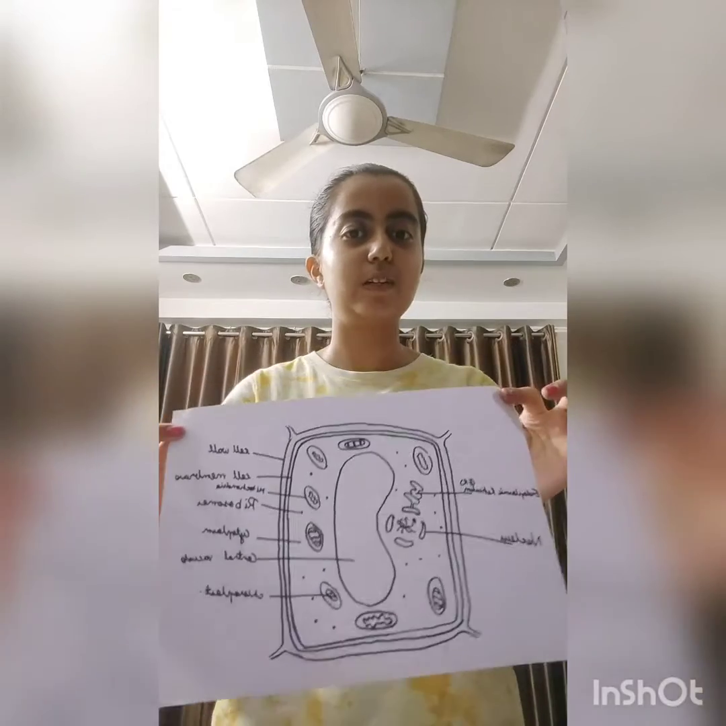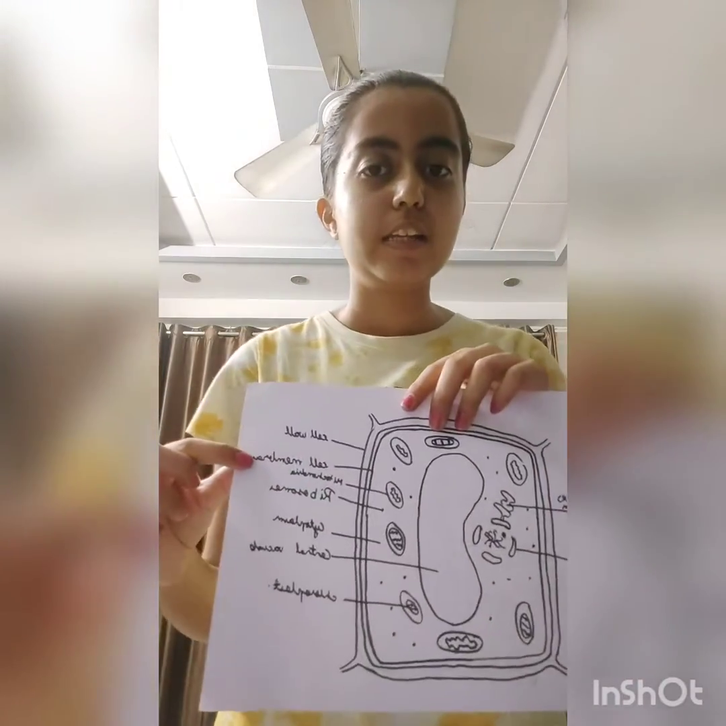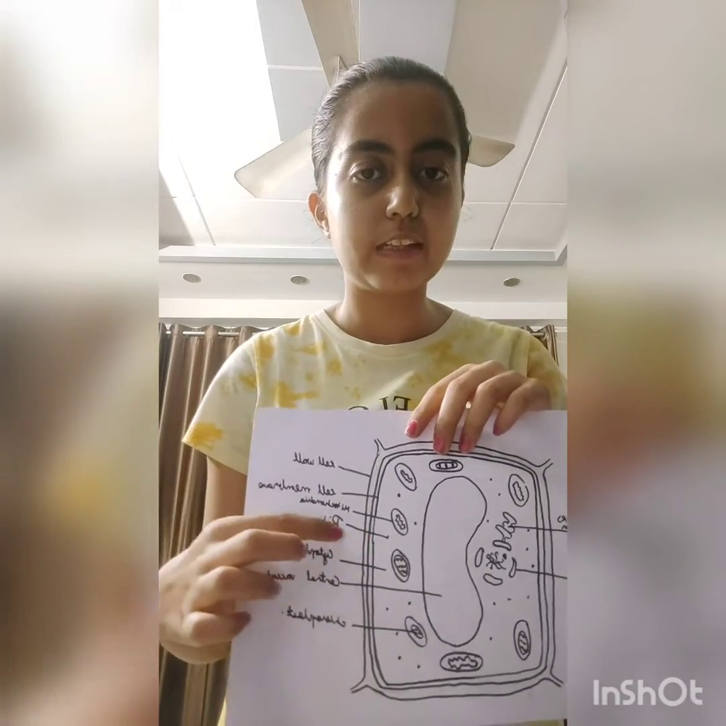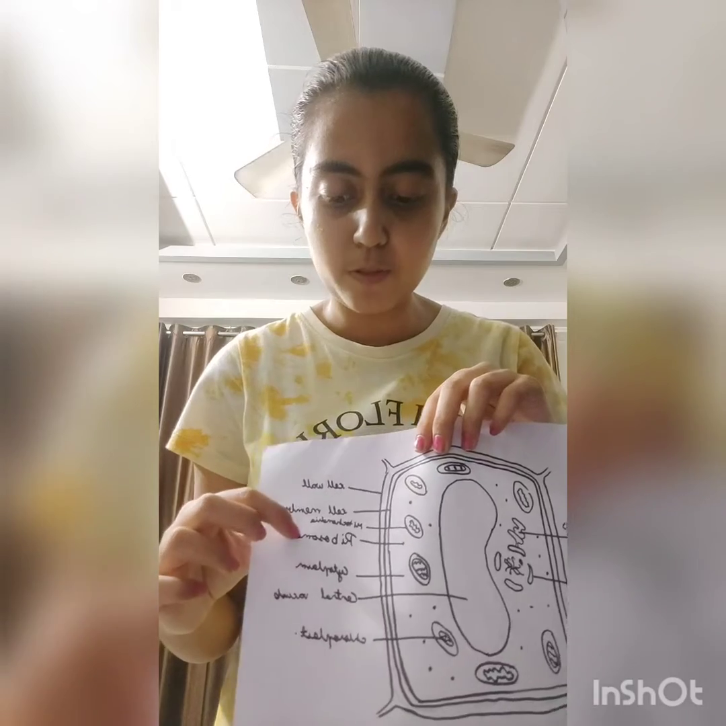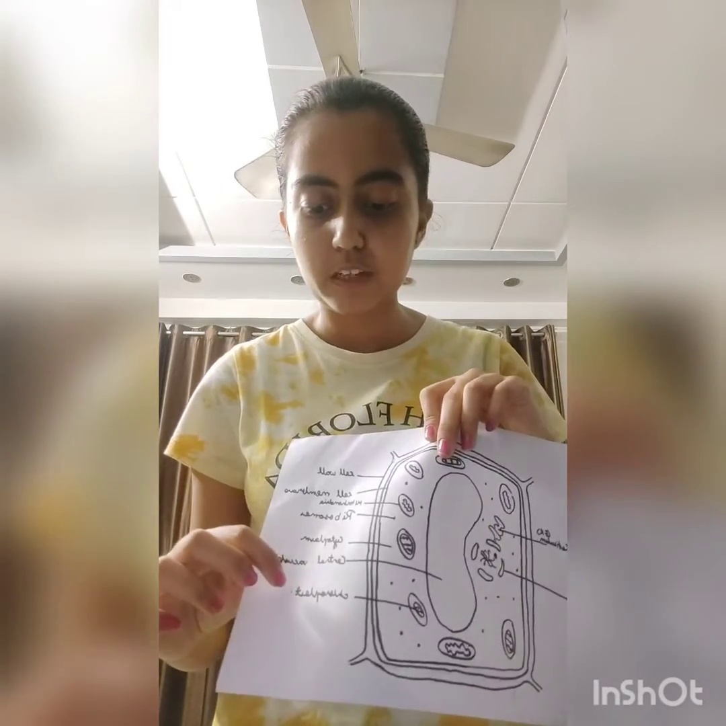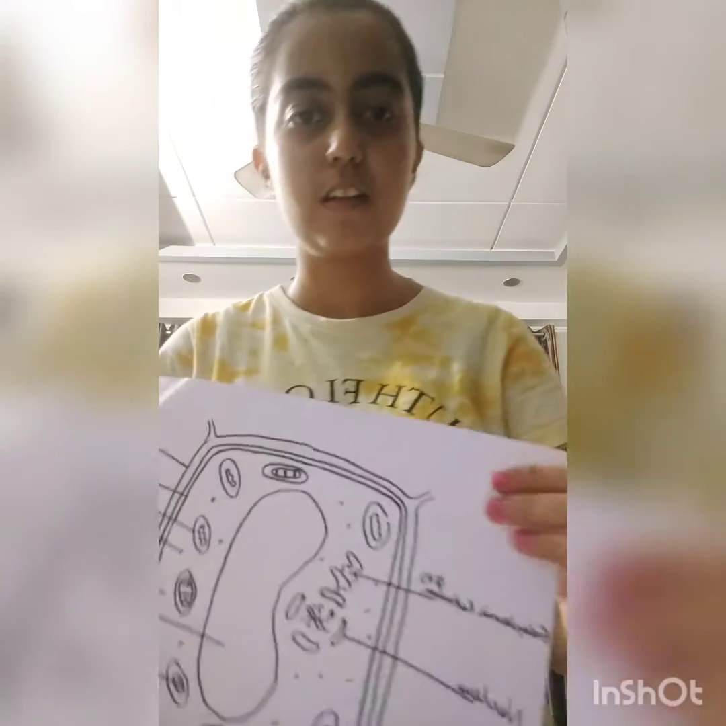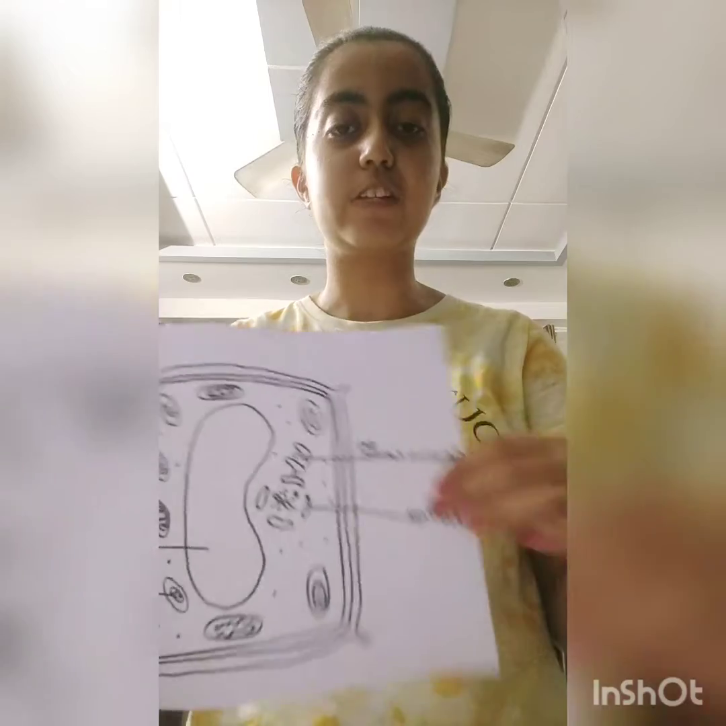Let me now show you a diagram of this plant cell, like what it has. It has first the cell wall, cell membrane, then this is known as mitochondria, then these are ribosomes, cytoplasm, central vacuole, then this is chloroplast, and on this side, this is endoplasmic reticulum, and this is the nucleus. So all these things are present in the plant cell, and today I have told you about just the cell wall.